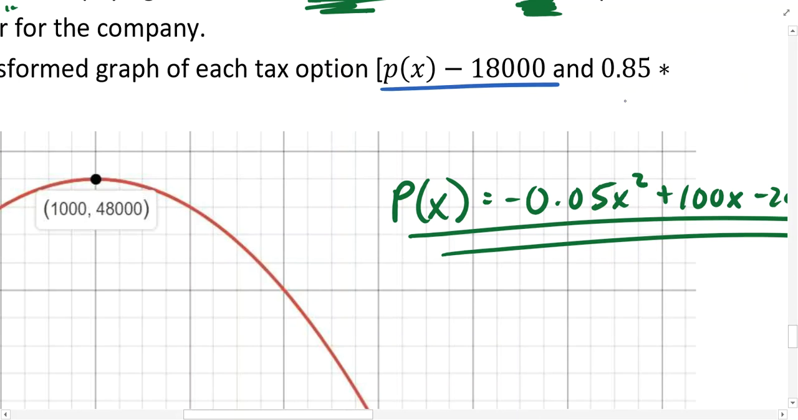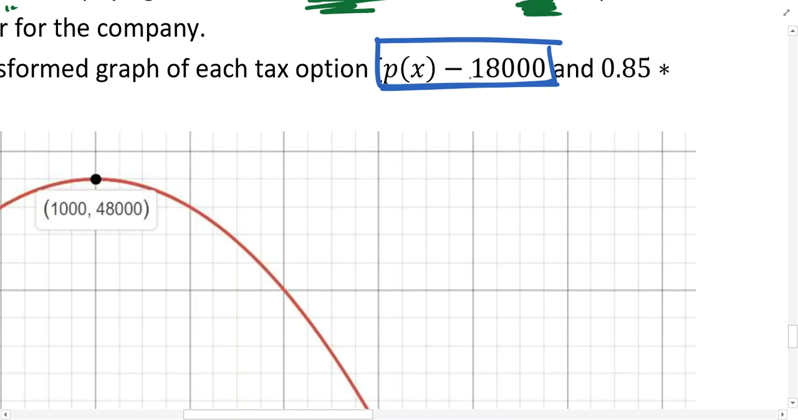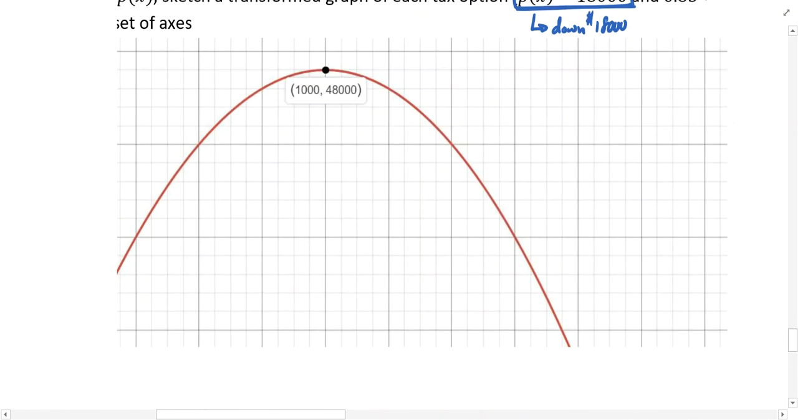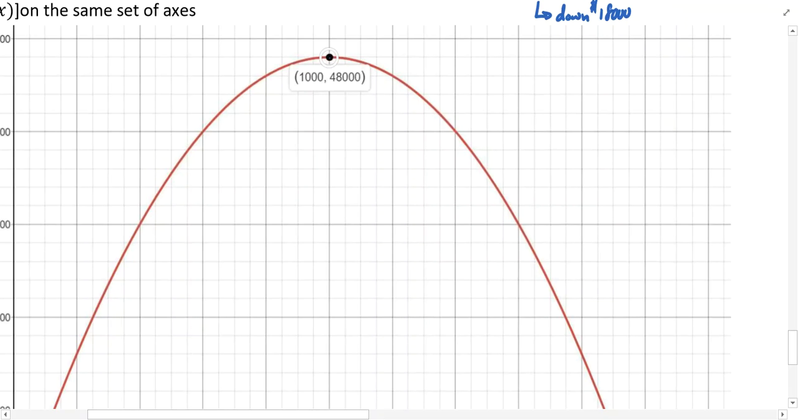I'll use blue ink to represent this first option, the flat tax of $18,000. Since this is a subtraction and it's on the exterior of our grouping symbol, I'm not really focused on the equation anymore at all. If this subtraction sign is on the outside of our grouping symbol, I know that that is a vertical movement, and because it's a subtraction, this is a vertical shift. This whole graph, P of X, has to slide down 18,000 units, or $18,000.